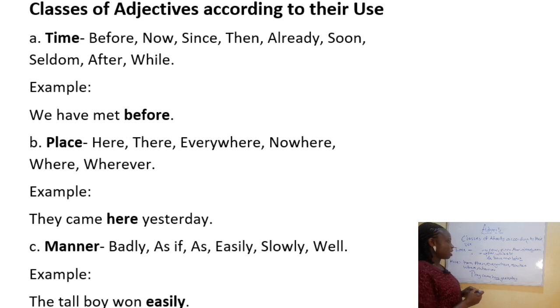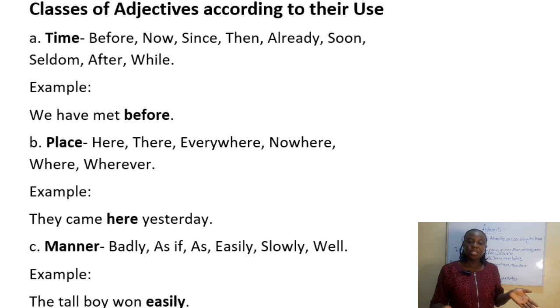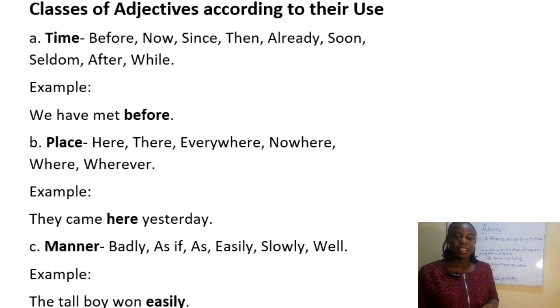Let's move on to the next one, which is manner. We have indicators like badly, as if, easily, slowly, well. Example: the tall boy won easily.